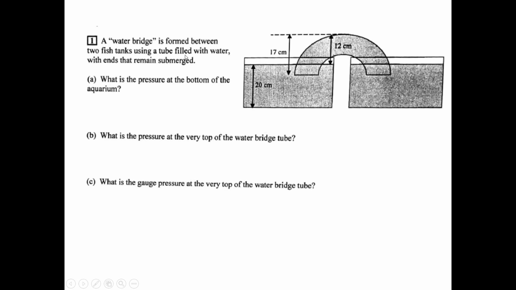There's some questions about pressure here. So when we do that, what's the pressure at the bottom of the aquarium? In other words, down here. And here I'm asking about pressure, not gauge pressure. What's the pressure at the very top of the water bridge tube? So you need to use the distances that are given here. What's the gauge pressure at the very top of the water bridge tube? So take a break, think about answering those questions, and we'll continue on with the solutions.